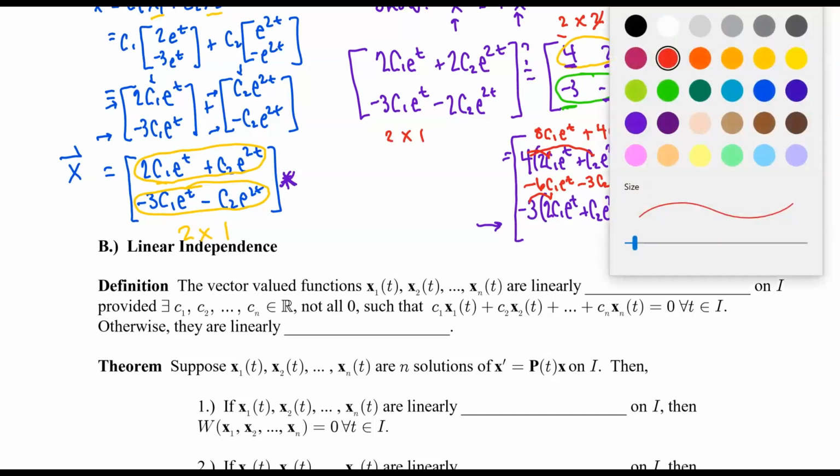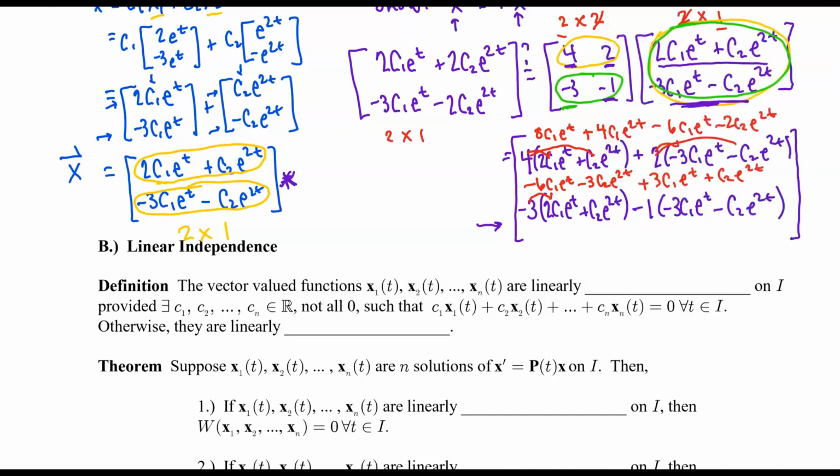Let's combine like terms and see if we have a balanced equation. Combining our e to the t terms, we have 8 c sub 1 minus 6 c sub 1, and that gives me 2 c sub 1 e to the t. And combining terms here, 4 c sub 1 e to the 2t minus 2 c sub 2 e to the 2t, that gives me 2 c sub 2 e to the 2t. That's supposed to be a c sub 2 right there. Okay, so the first row matches.